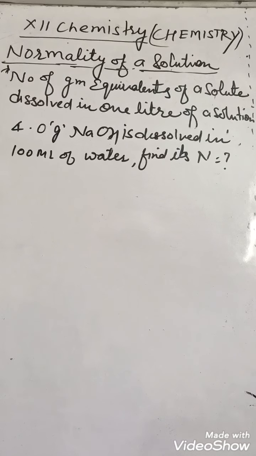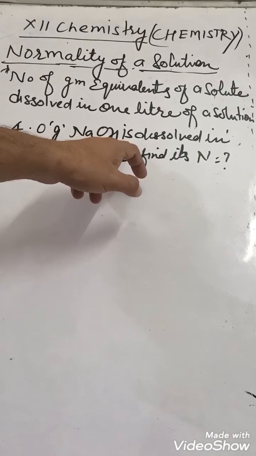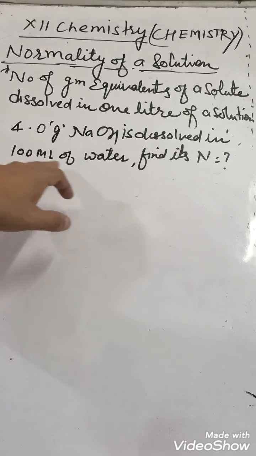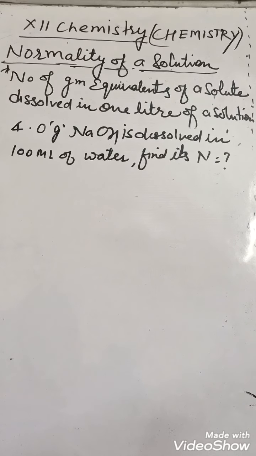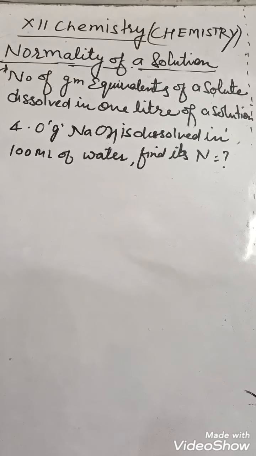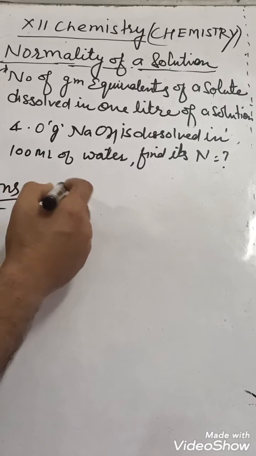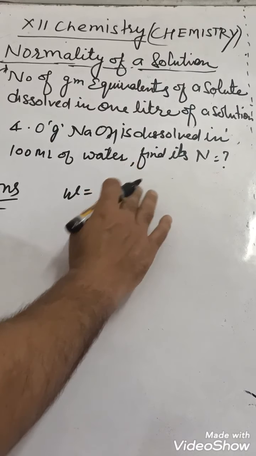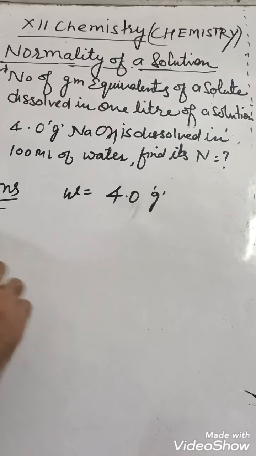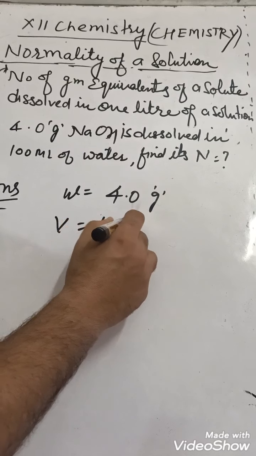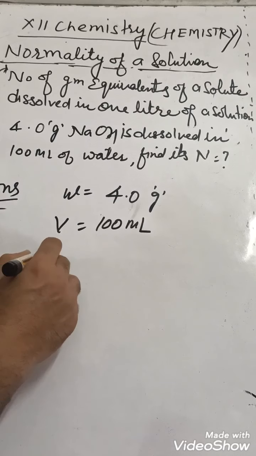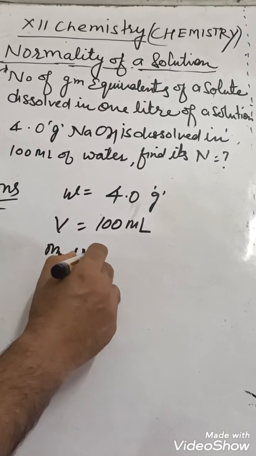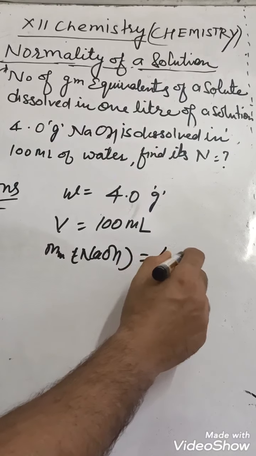Now let us take one numerical related to normality. 4 gram sodium hydroxide is dissolved in 100 ml of water. Find its normality. So how will we calculate? Amount of solute is given, 4 gram, and V is 100 ml. Molar mass of NaOH is 40 gram per mole.